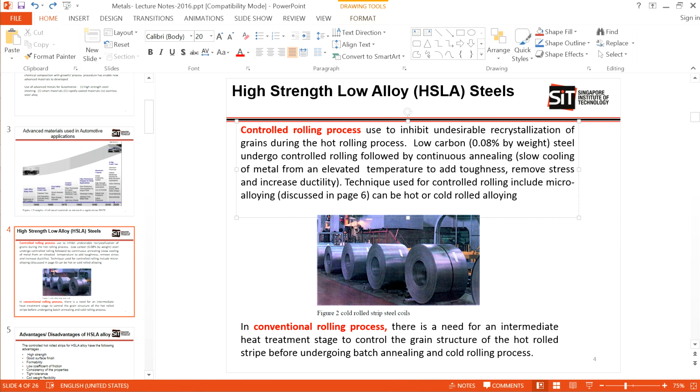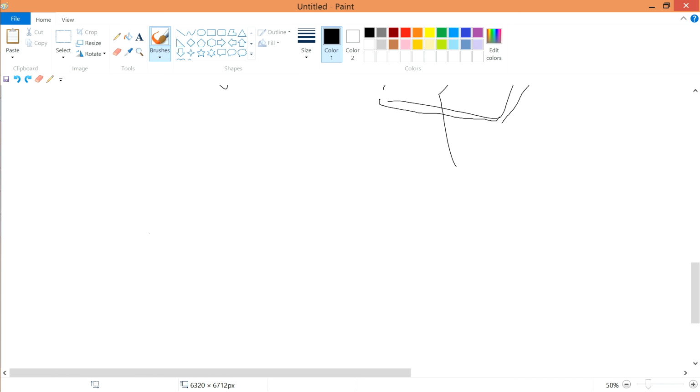So there will be a certain continuous annealing. Annealing is called slow cooling. Instead of fast cooling, you slow cool it at a certain elevated temperature, to add toughness, remove stress, and so on. And include micro alloying, etc.